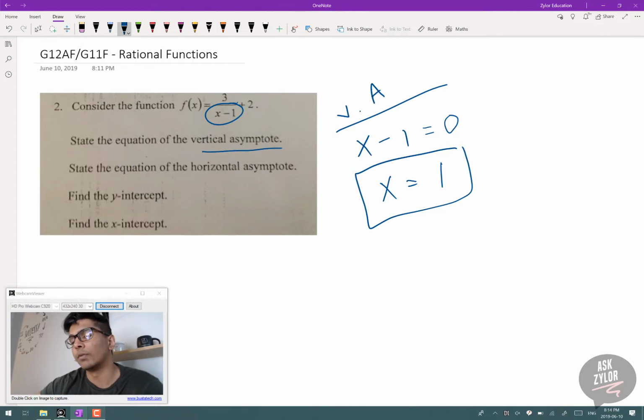So anytime we're looking for the vertical asymptote, we just make the denominator equal to 0, and we solve for what x values will make that denominator equal to 0. Okay, so I said x minus 1 is equal to 0, then I solve for what x is. It told me there's a vertical asymptote at x is equal to 1.